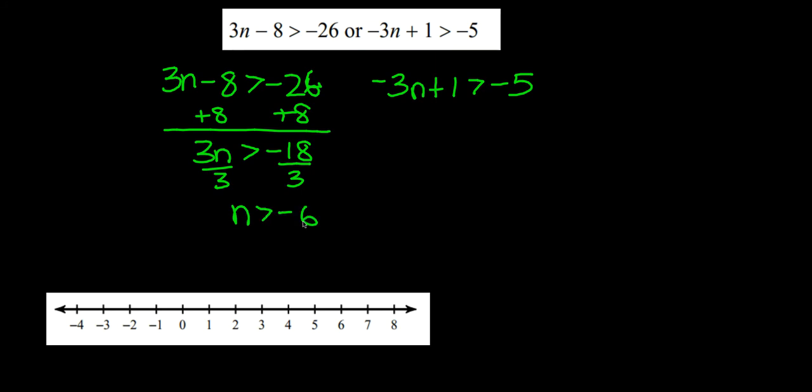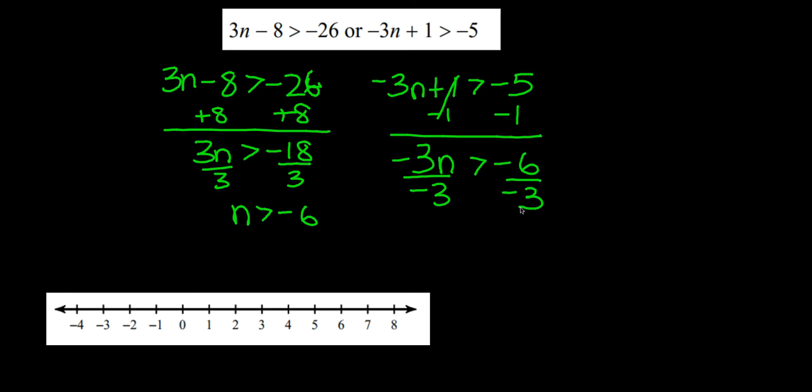On the other side, I'm going to subtract 1 from both sides. I'm going to get negative 3n is greater than negative 6. I will divide by negative 3. A negative divided by a negative is a positive, and because we divided by that negative, our inequality is going to flip to a less than symbol, so n is less than 2. Now let's think about how this is going to be graphed.